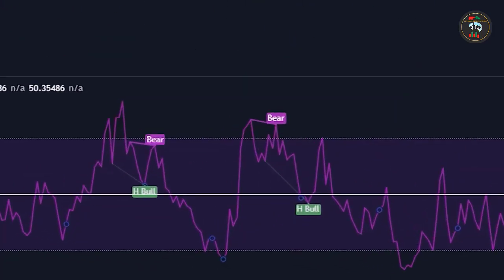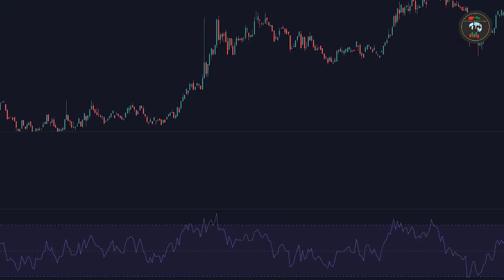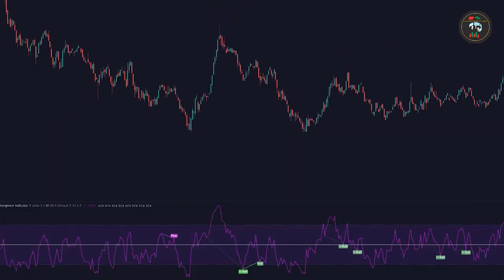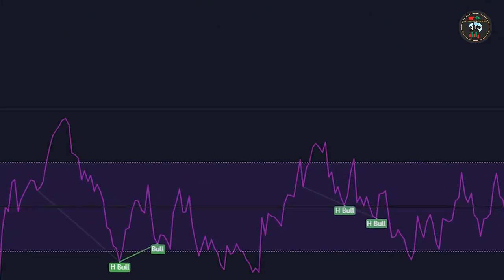The great thing about this custom RSI indicator is that it also shows divergence. If you don't know what divergence is, simply put, without going too deep, it is basically when the price moves in the opposite direction of the indicator. So if you see lower lows on the chart and higher lows on the RSI, this is a divergence. The great thing about this RSI indicator is that it will automatically show us if a bullish divergence is occurring.